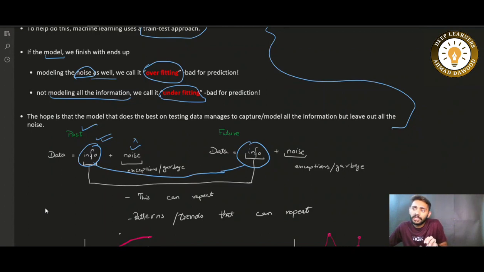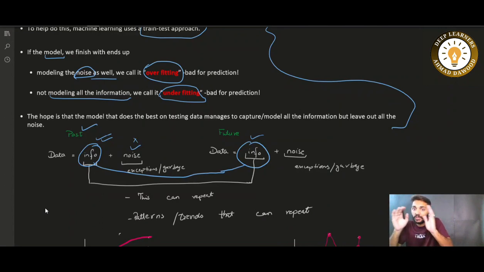If we also capture the pattern from the noise, then we will not be able to estimate properly the information that will happen in the future. The noise will occur in the model also. So we should generalize our model in this way so that it can estimate the future.